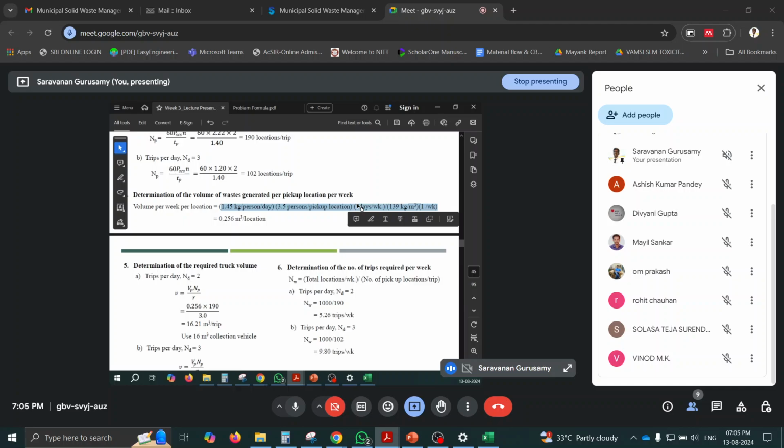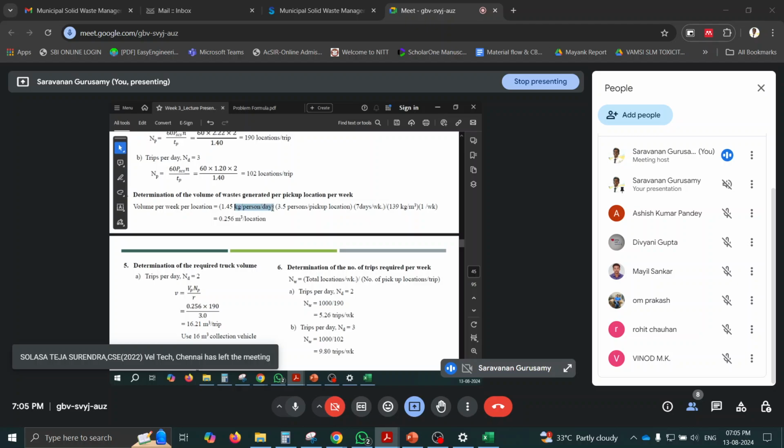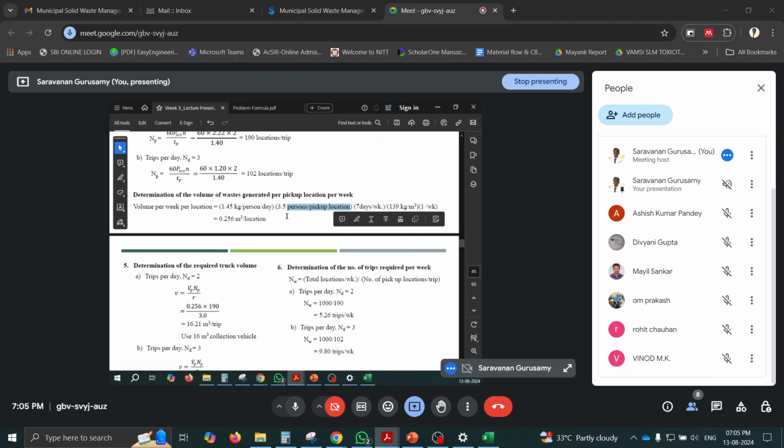Simple unit conversion only, you can easily find. So if it is kg per person per day, if you multiply with the persons per location, person will get cancelled. And then if you multiply with 7 days per week, it will become per week. So simple unit conversion only. You can find the volume per week per location. That is VP.